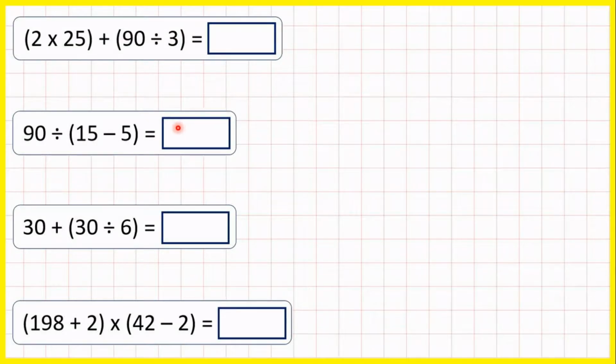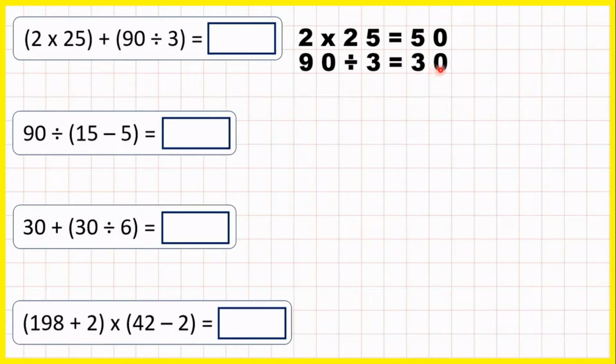Now here we've got some calculations involving brackets, and when you see brackets, it's really important to remember that you do what's in the brackets first. So for this first question, we need to work out 2 times 25, that's 50. Then we need to work out 90 divided by 3, that's 30, because 9 divided by 3 is 3. Then if you've got an end zero in the dividend, you need an end zero in the quotient.